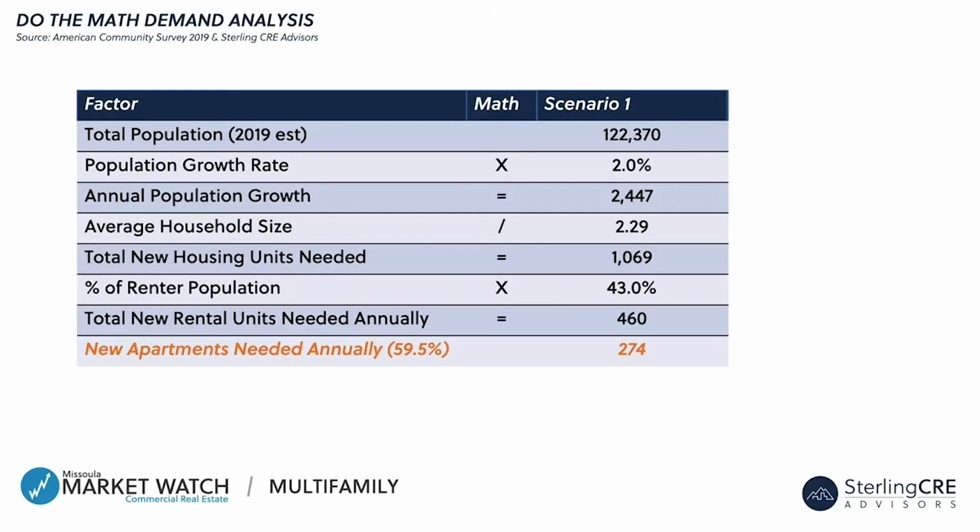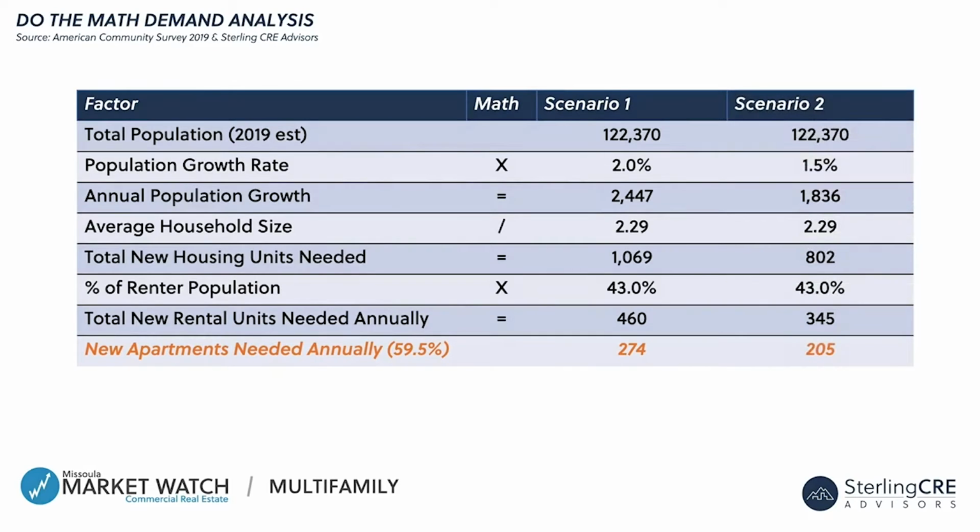So if we run another scenario and just say that everything else is the same, except our population growth is only 1.5%, you can see that we would demand about 115 fewer total rental units and about 70 fewer apartment units. So again, this is very interesting if you're looking at building new properties. How does this all fit in?